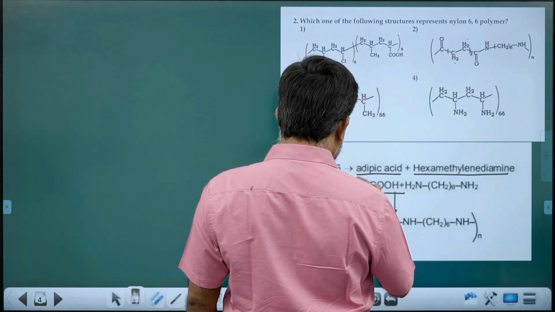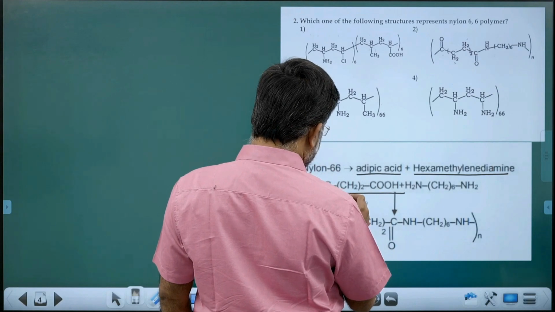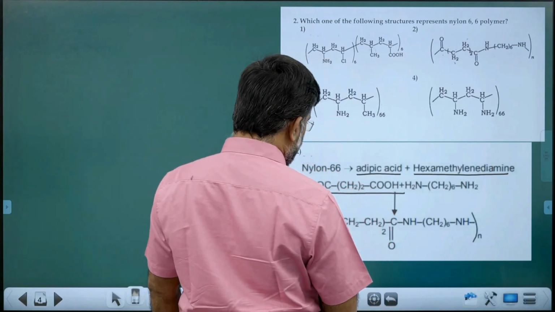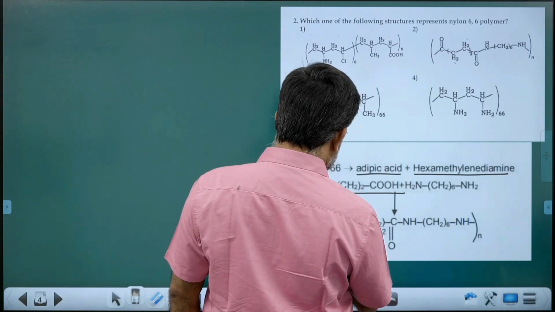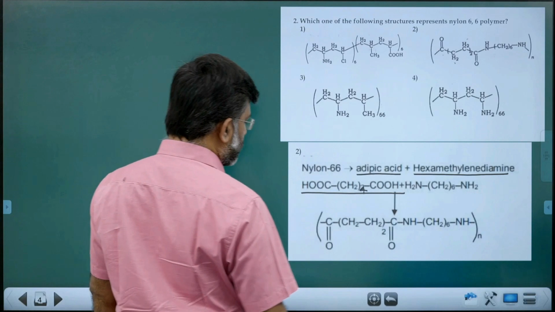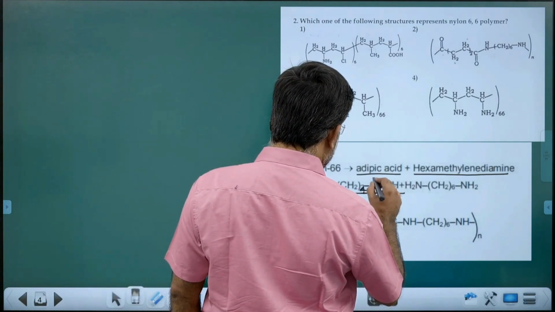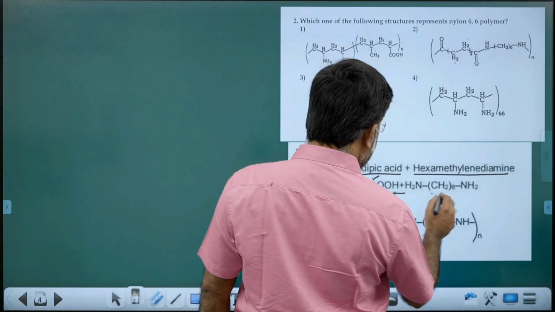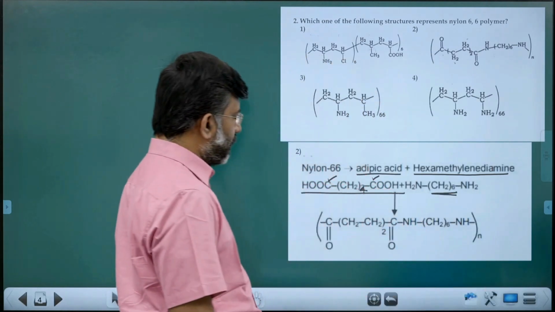This is adipic acid. There are 6 carbon atoms. Adipic acid contains 6 carbon atoms. This is wrongly given. It is CH2 4 times, CH2 4 times and CC, 6 carbon atoms. And there is CH2 6 times.